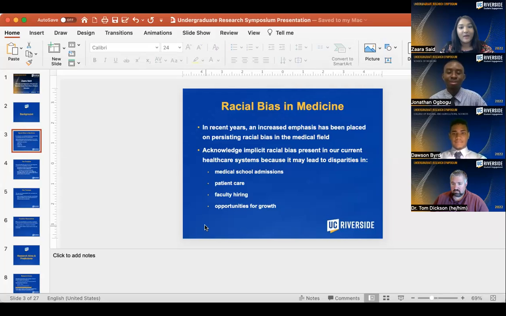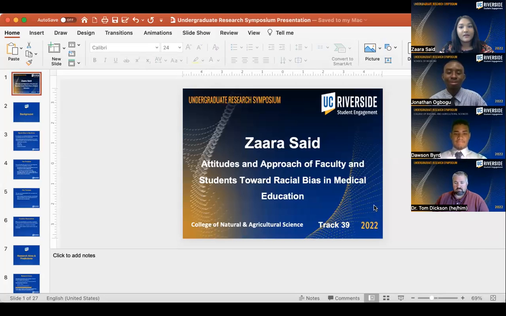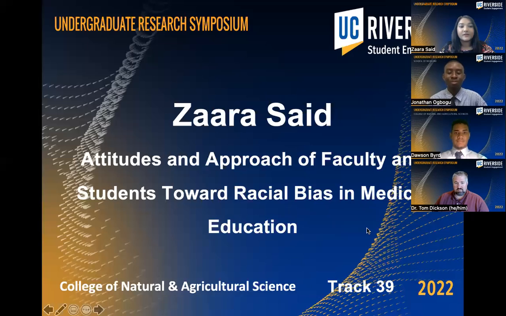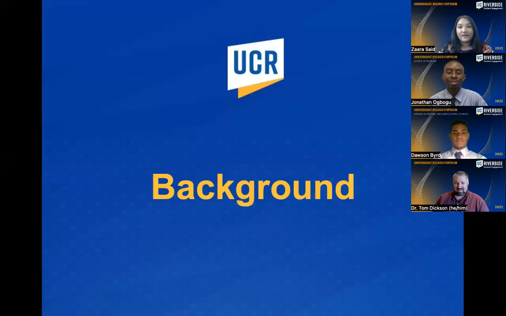I'm a fourth year biology major, and over the past year, I've developed this project with Dr. David Lowe, who is the Senior Associate Dean of Research at the UCR School of Medicine, on the attitudes and approach of faculty and students toward racial bias in medical education.